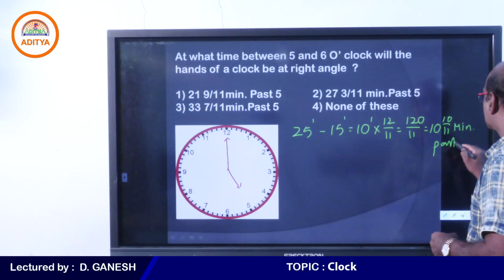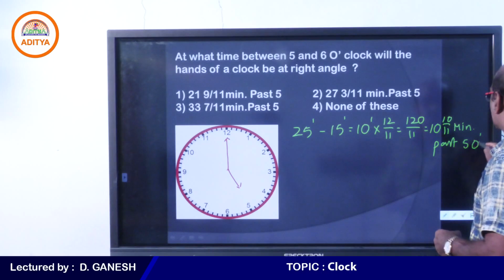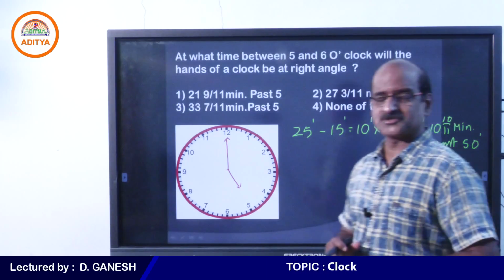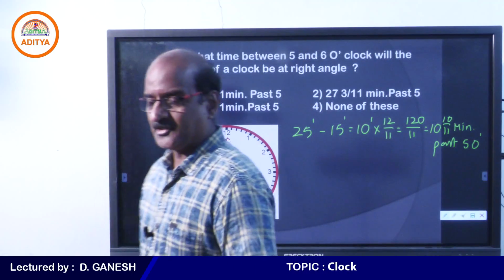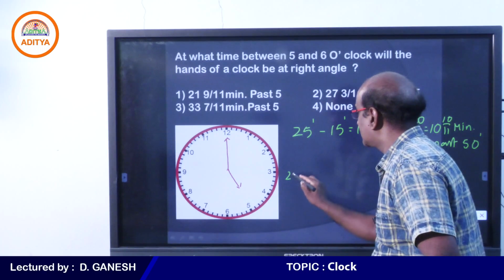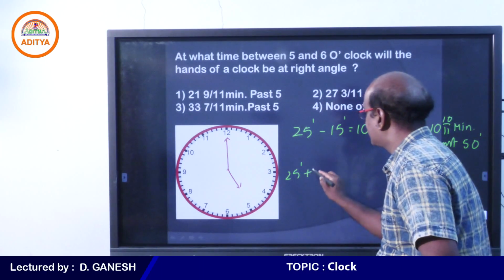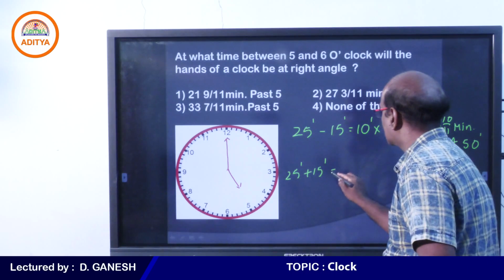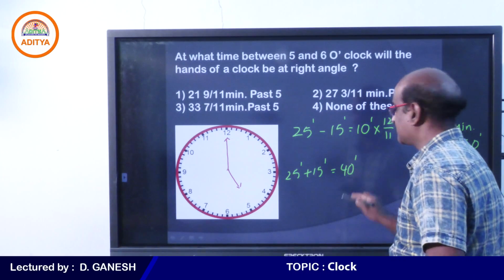Past 5 o'clock. Unfortunately, that option is not there. Can you give me the second option? So it is not done. So the second way, we can get this when 15 is added, which means 540.